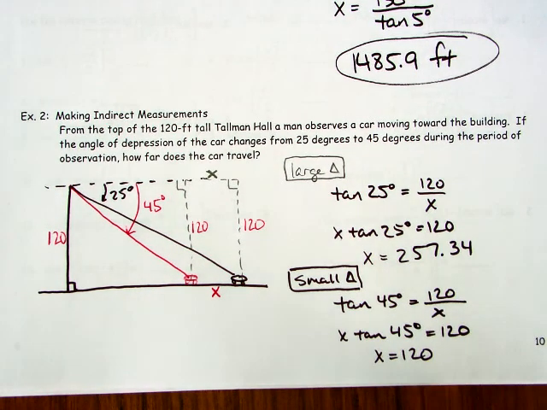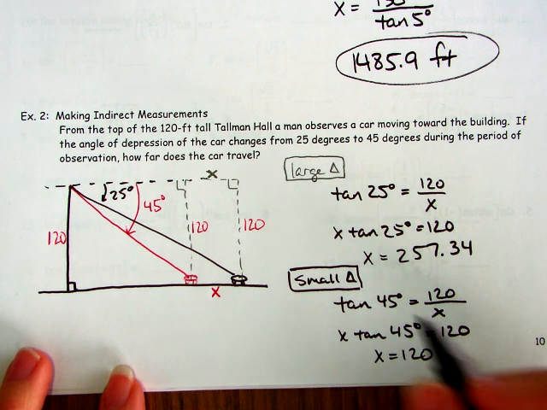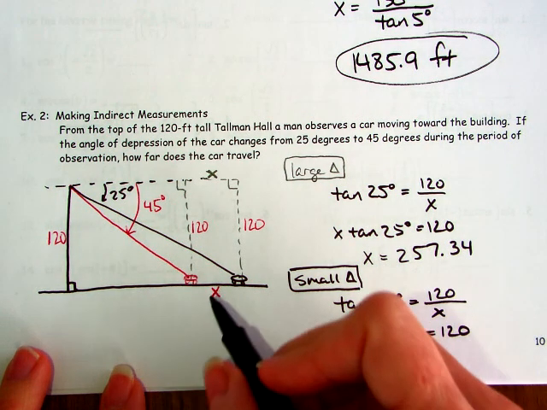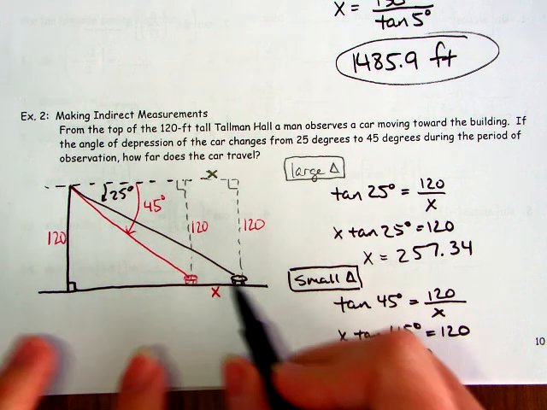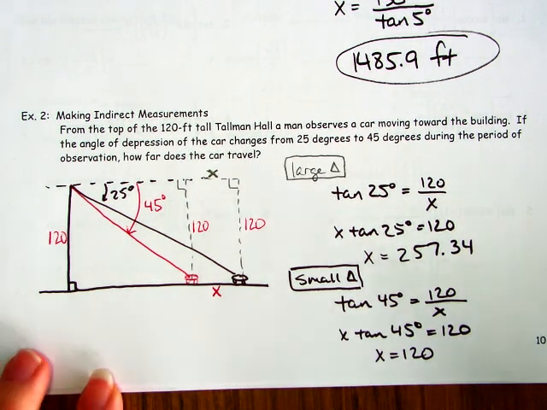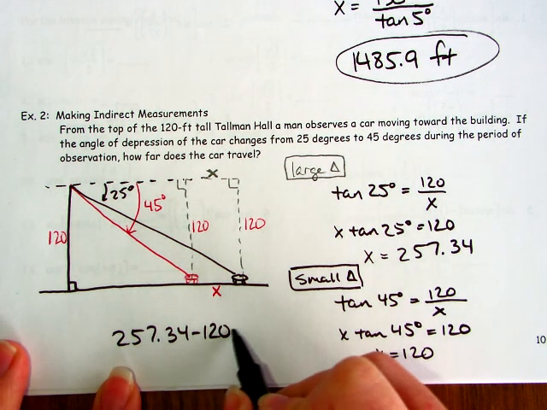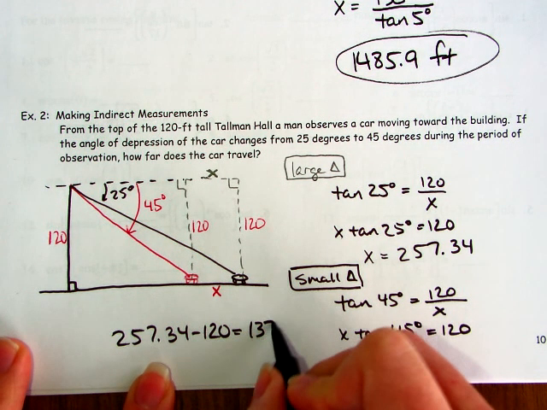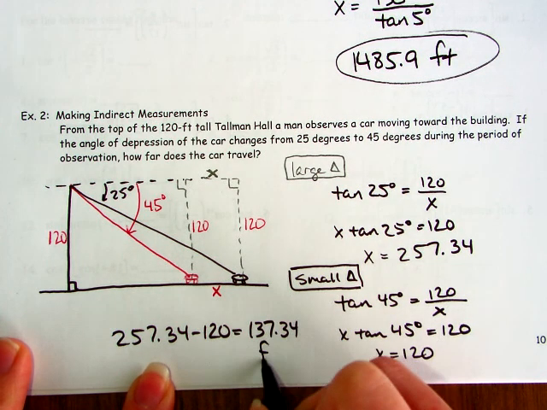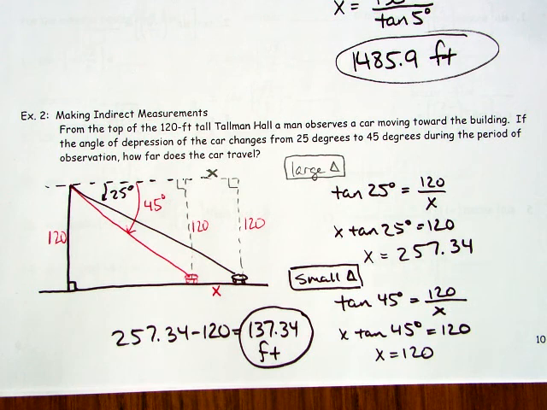And so to find my distance, unfortunately I used X a few times in here, this distance that we want to find is the difference between these two adjacent sides. So if I subtract them, 257.34 minus 120, I get 137.34 feet. The car's traveled around 137 feet. Okay, I'm going to stop the video here and then we'll finish it with our next video.